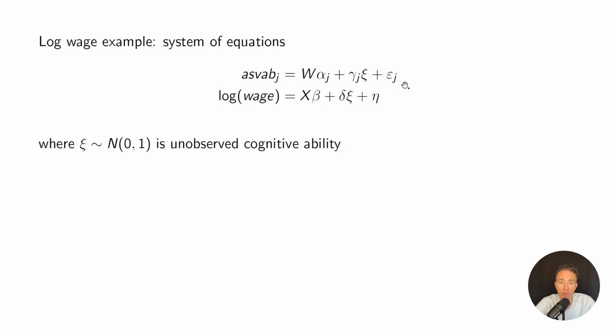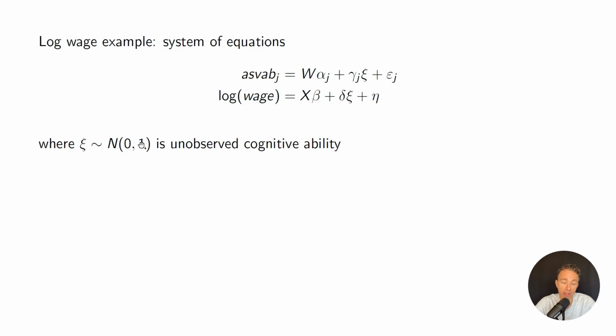So I have those system of equations, and then I have a log wage equation that's just my normal log wage equation, but I'm recognizing that it's also a function of this latent cognitive ability. And I assume that this cognitive ability is standard normal distributed. So again, I've pinned down 1. I've normalized the variance to 1.